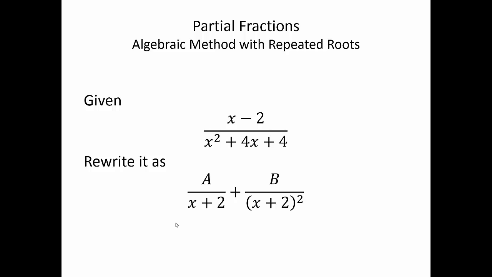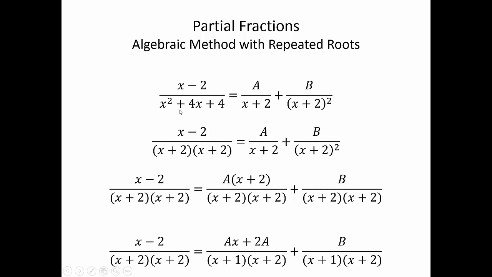What if you have repeated roots? I changed the problem a little bit. Now the denominator is a perfect square of x plus 2. Here we need to write it as that perfect square term, but we also have the term without the squared. The algebra is very similar to what we saw before, where we have the squared term and the two terms that are being added together.